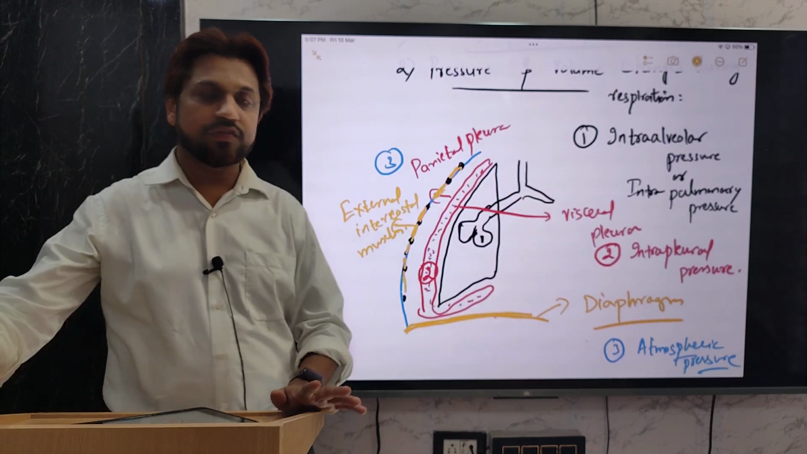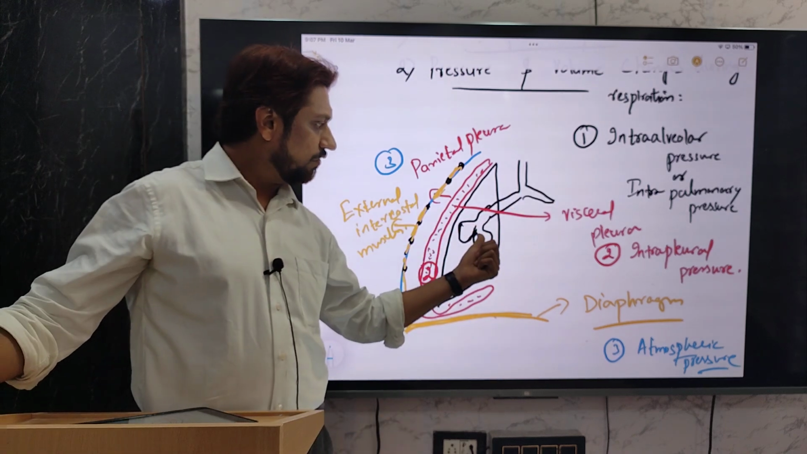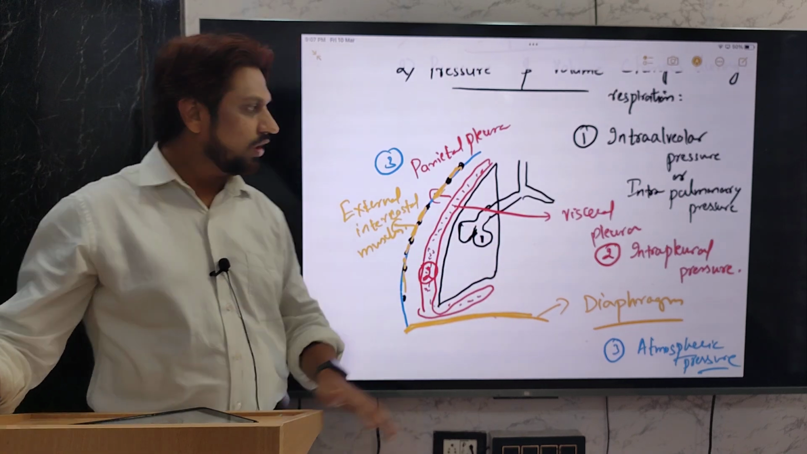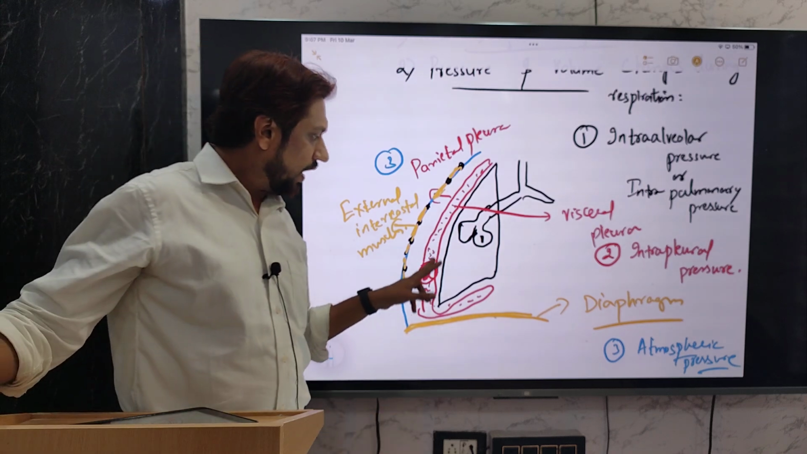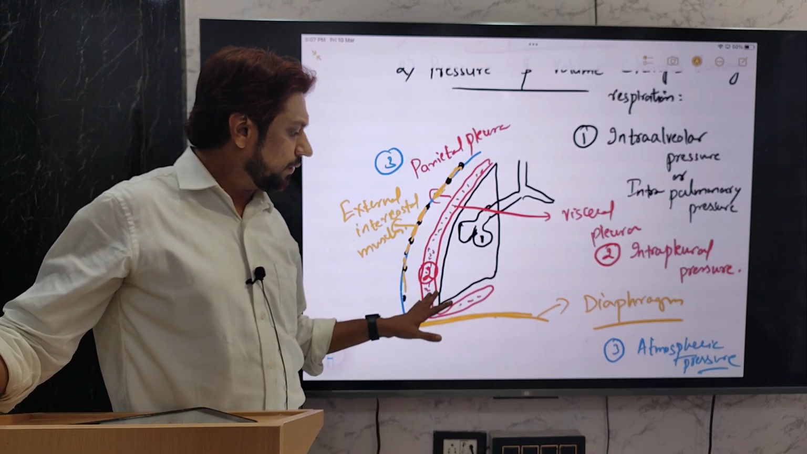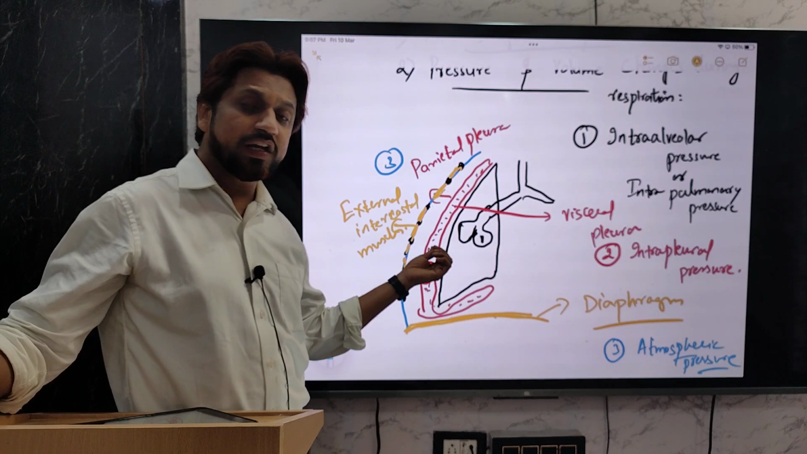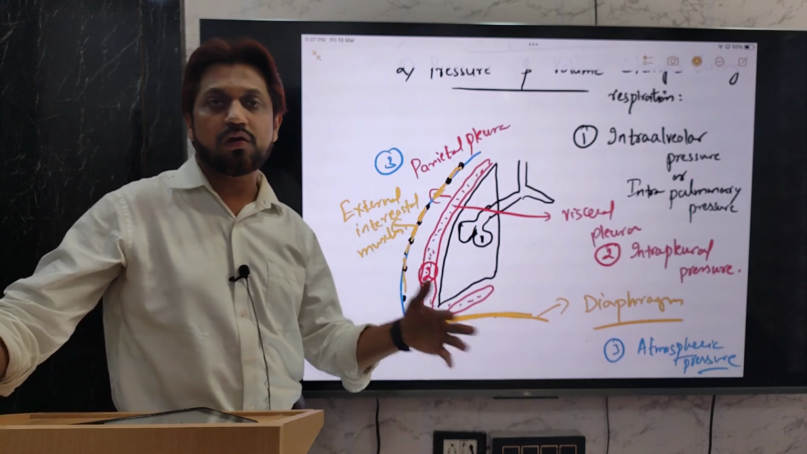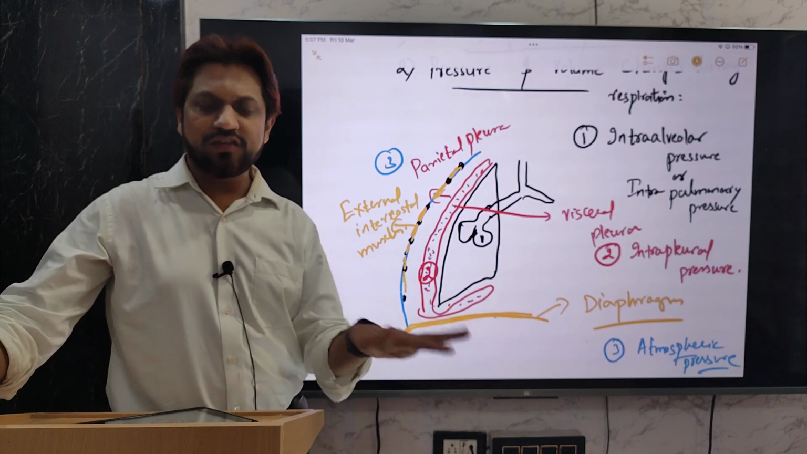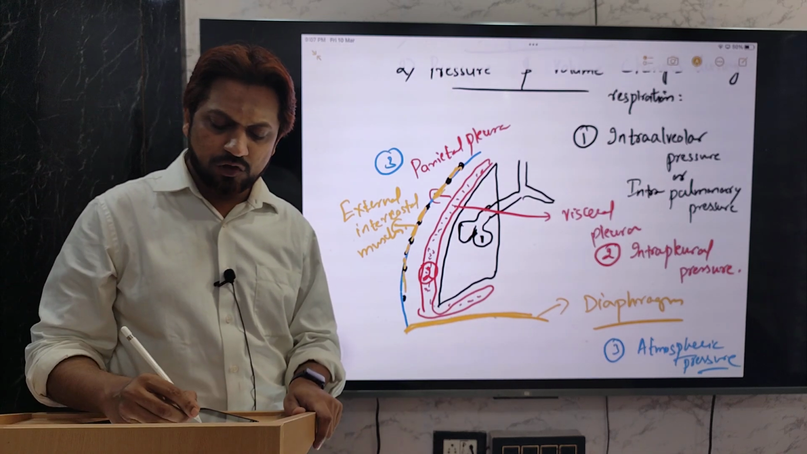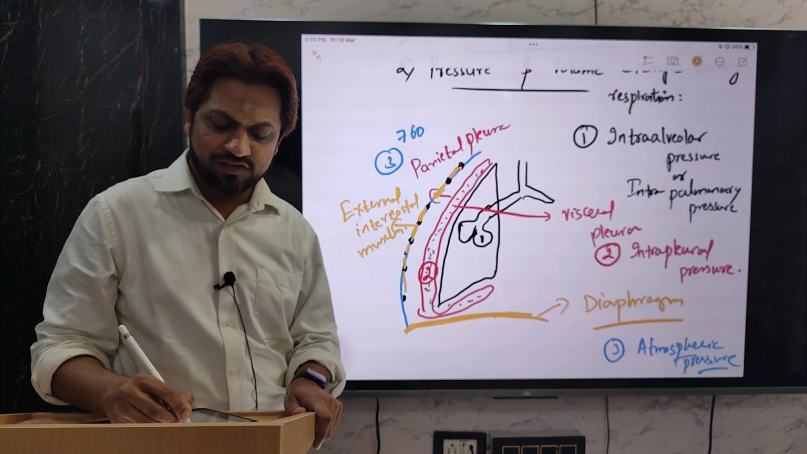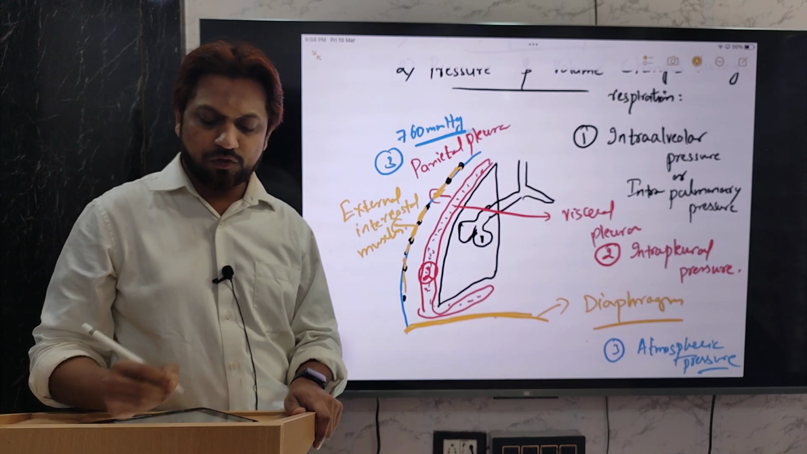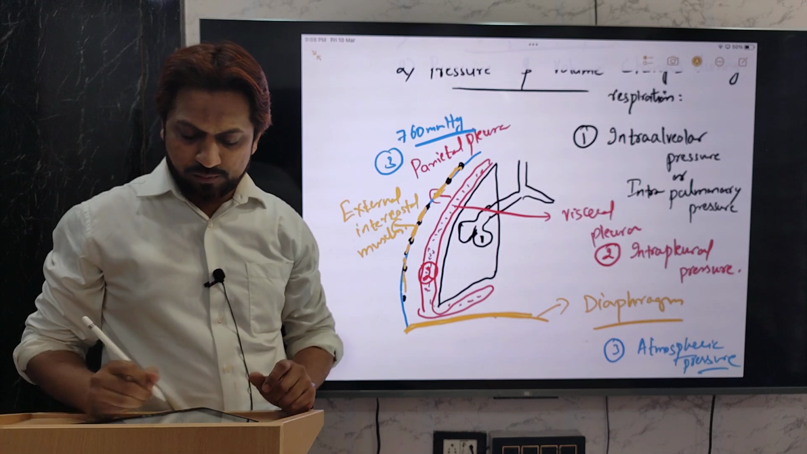So I hope the concept is clear. Intraalveolar pressure is the pressure present in the alveoli, also known as intrapulmonary pressure, and the pressure present in the pleural cavity or the pleural space is known as intrapleural pressure, and outside is the atmospheric pressure, also known as barometric pressure. At sea level, generally this atmospheric pressure is around 760 millimeter of mercury.